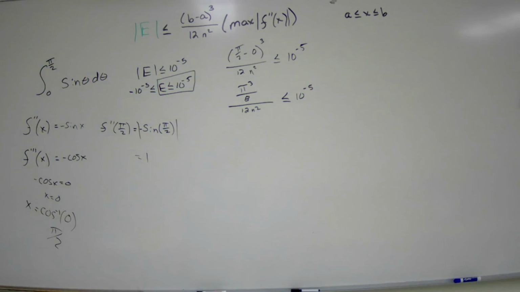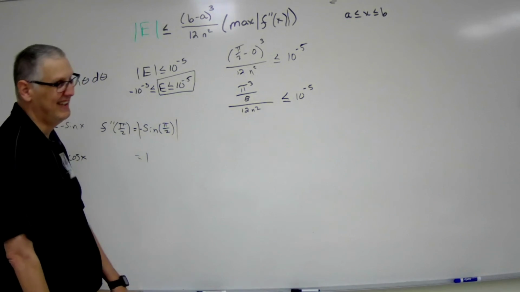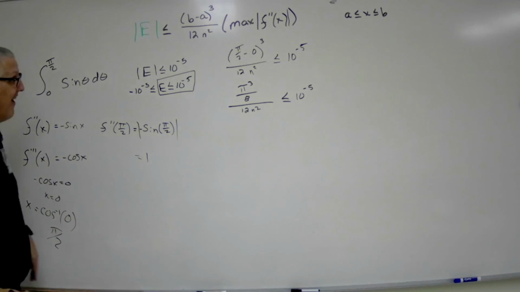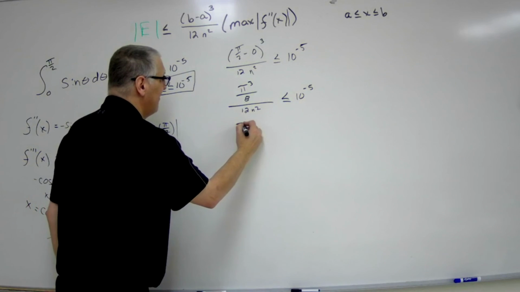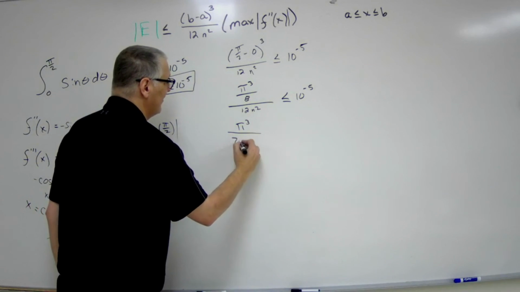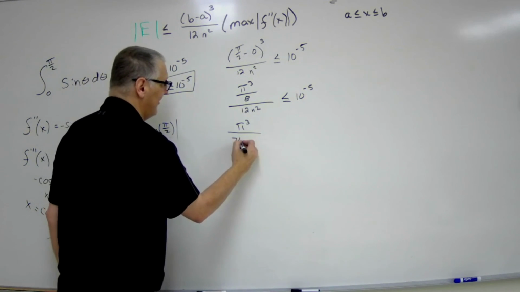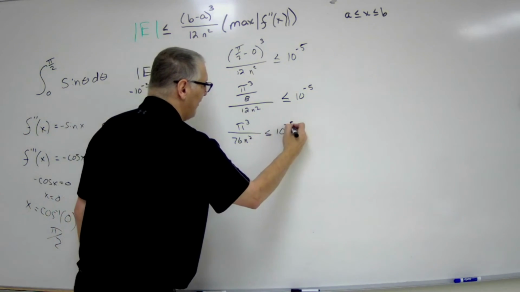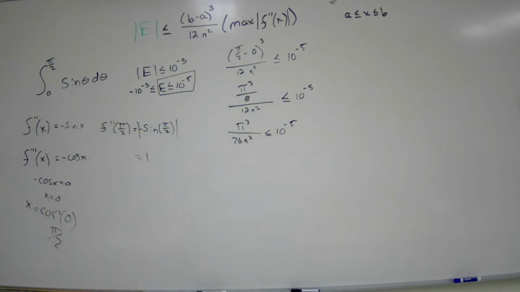I'm rolling now. I'm good now. I'm somewhat awake. Man, today I feel like I'm faking being a teacher. And this is one of those days, man. Alright, this ends up being pi cubed over 76 n squared. Has to be less than or equal to 10 to the negative 5. We have 5 minutes left.